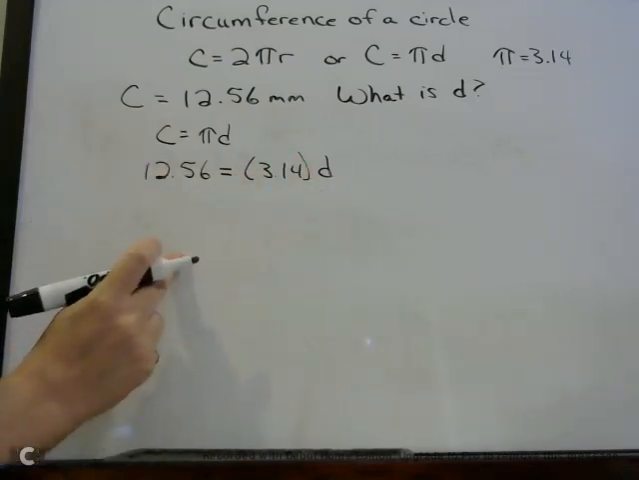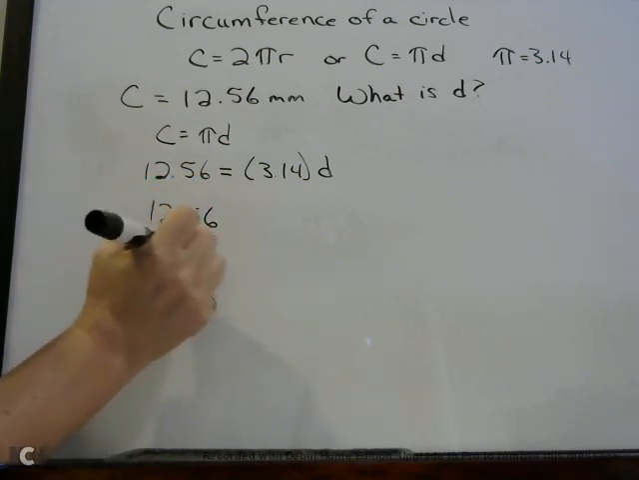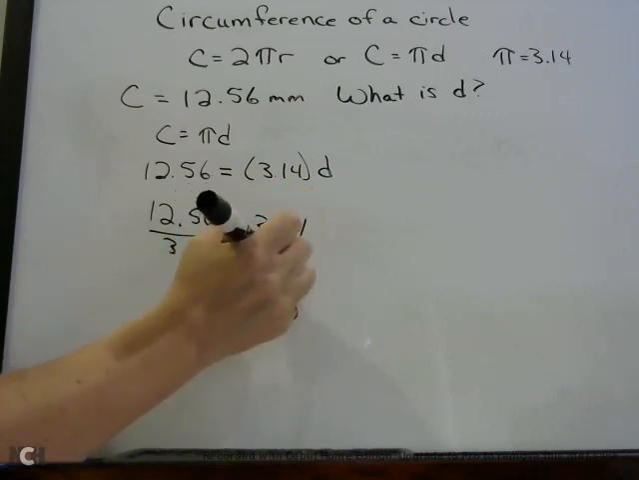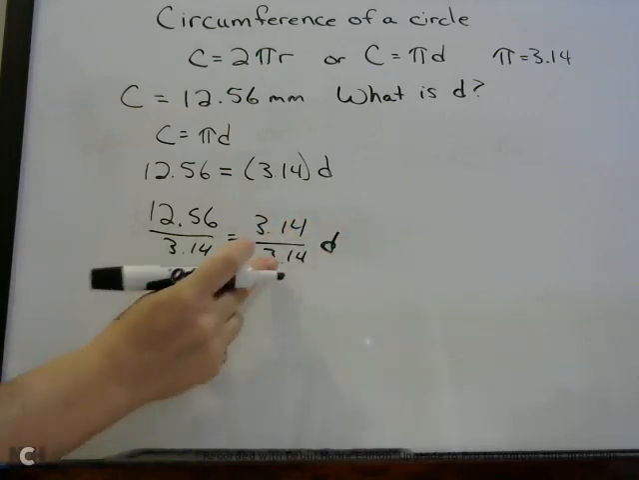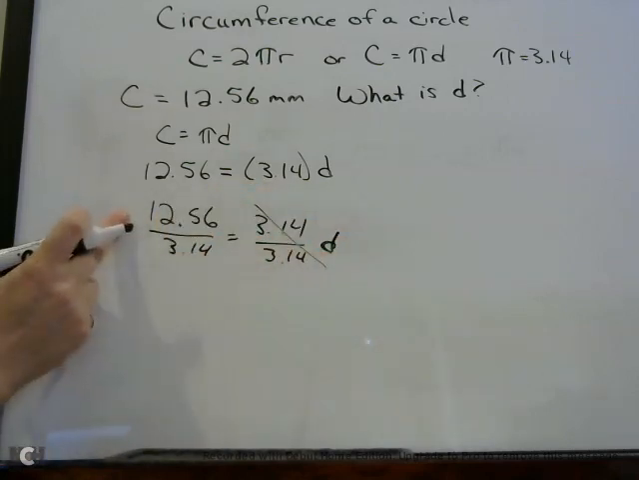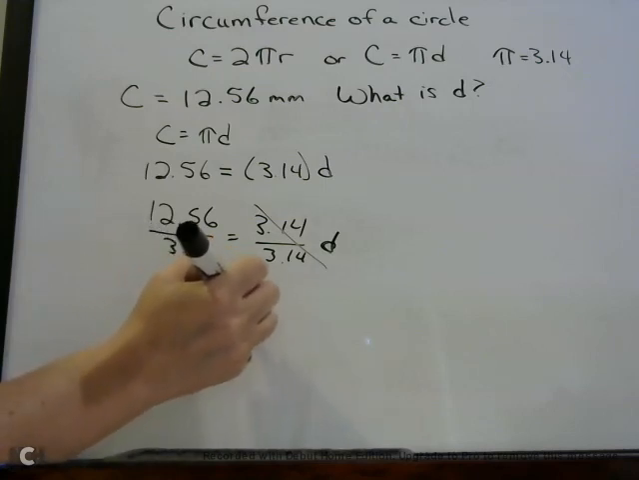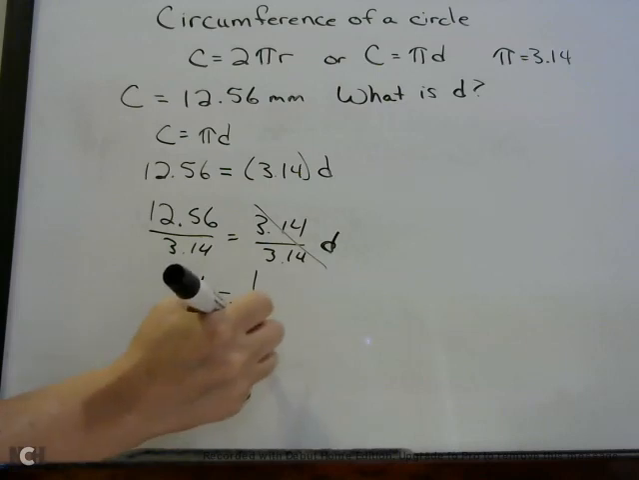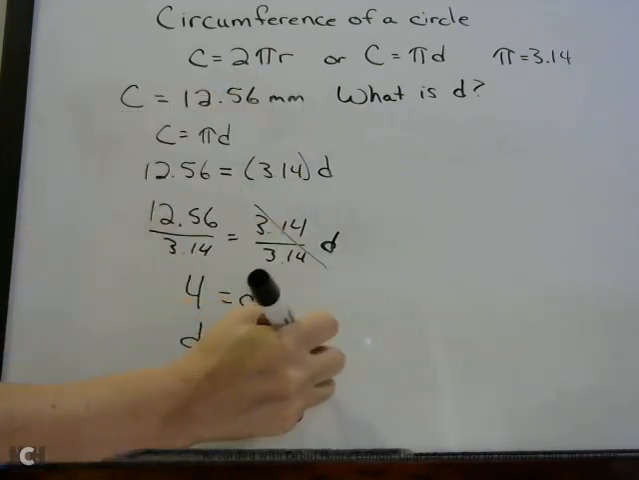We want to get D by itself, so we're going to divide each side by 3.14. That's a D. This cancels, and so 12.56 divided by 3.14 equals 4. So diameter equals 4. We can flip these, and it's going to be 4 millimeters.